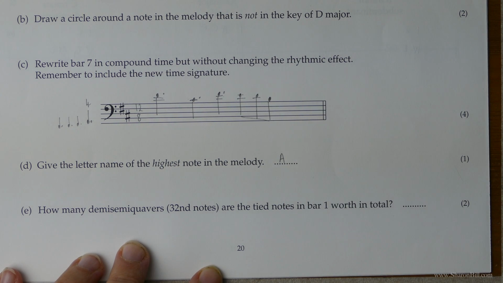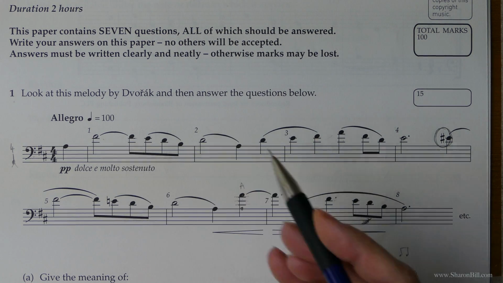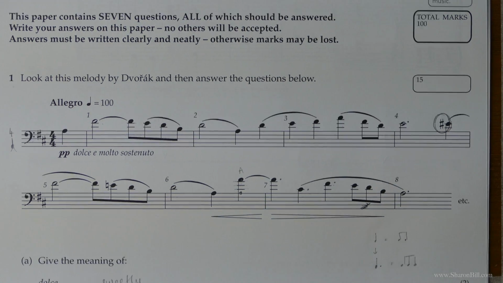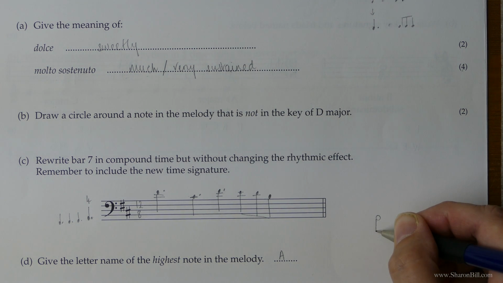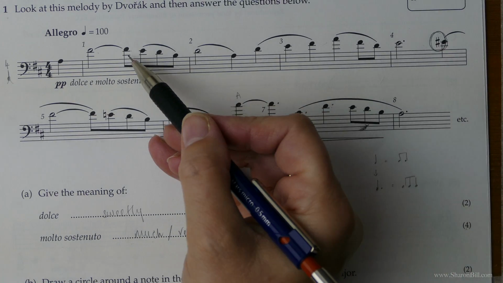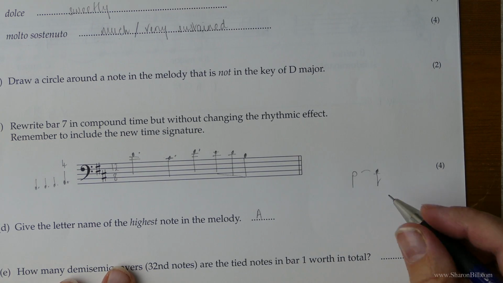There we go. And then here we've got to decide how many demi-semiquavers or 32nd notes the tied notes in bar 1 are worth in total. So here's bar 1. These are the tied notes that we're looking at. So I'm just going to sketch this out here, just where I've got a bit of space. You'd use your scrap paper in the exam. So we've got a minim tied to a quaver. So that's that. Now that's quite a lot of diagrams there.